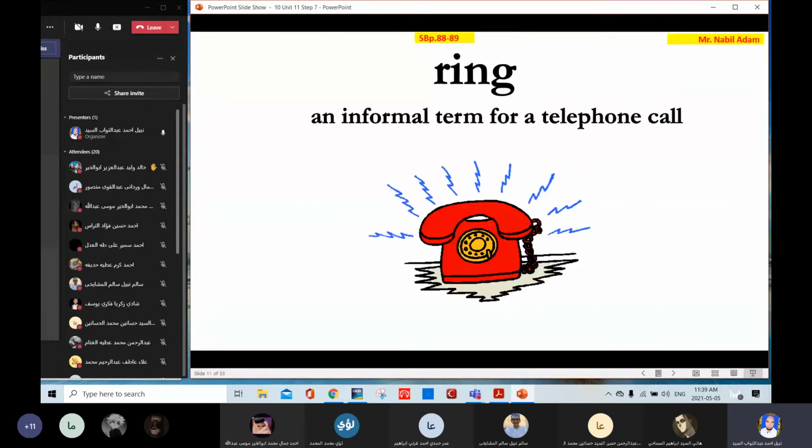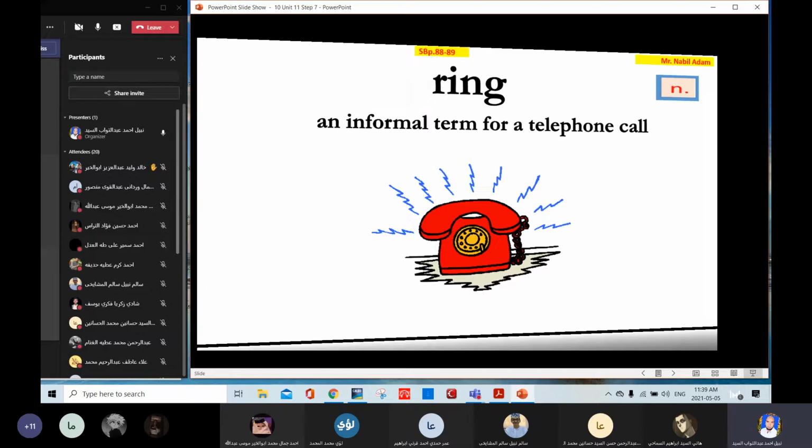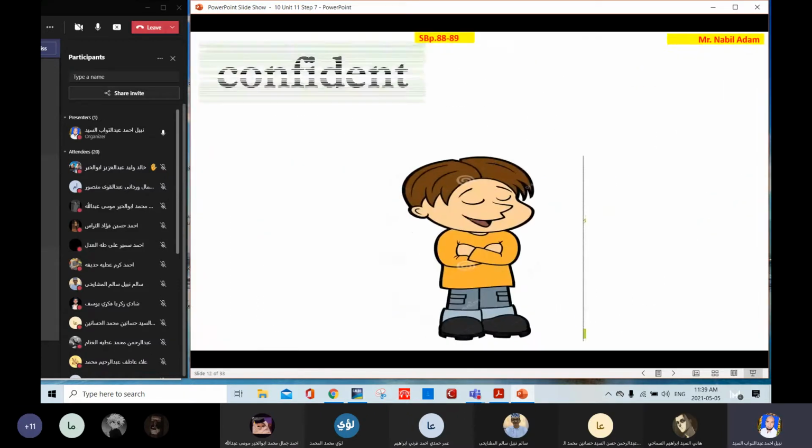Ring. Ring can be a noun or a verb. It's used here as a noun. It's an informal term for a telephone call. So ring means a telephone call. Mukalma telefonia. Ring, ranin, daqa. But it's used as a telephone call. It's informal. A ring means a telephone call.